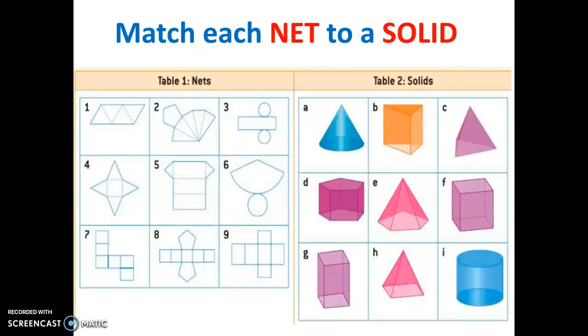Okay, so now let's look at these. Here's some more nets, all these net diagrams here, and we're trying to match these to these solids. This might be a little easier than the last exercise. I think it might be a little more clear how these fold into these, but let's see if you can match them.